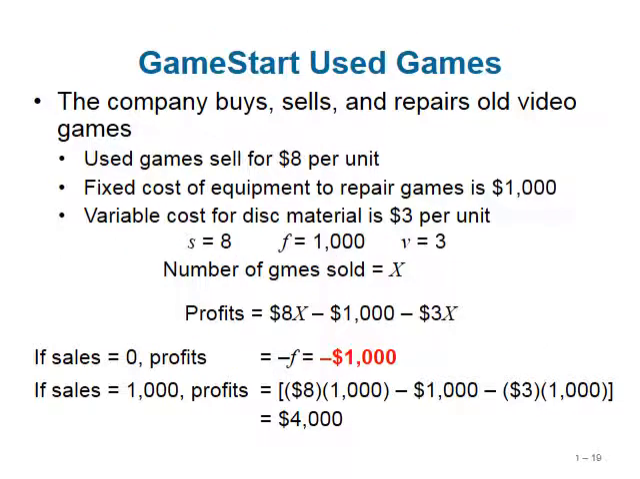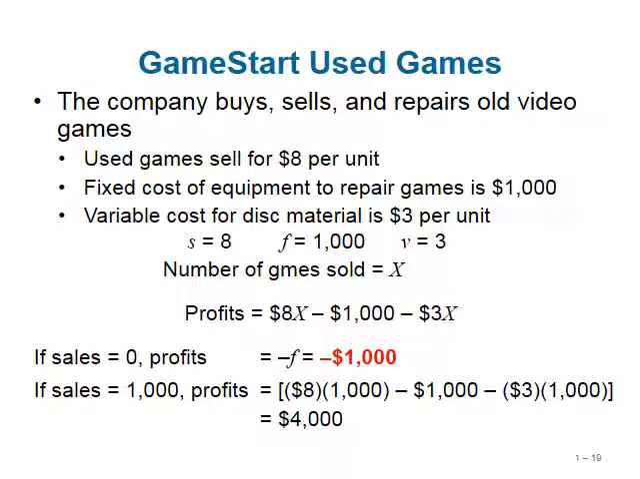Let's solve a quantitative model. We have an example here of GameStart used games. They buy and sell and repair old video games. They sell their games for $8. The equipment needed to repair games has a fixed cost of $1,000. The material needed to fix one game costs $3.